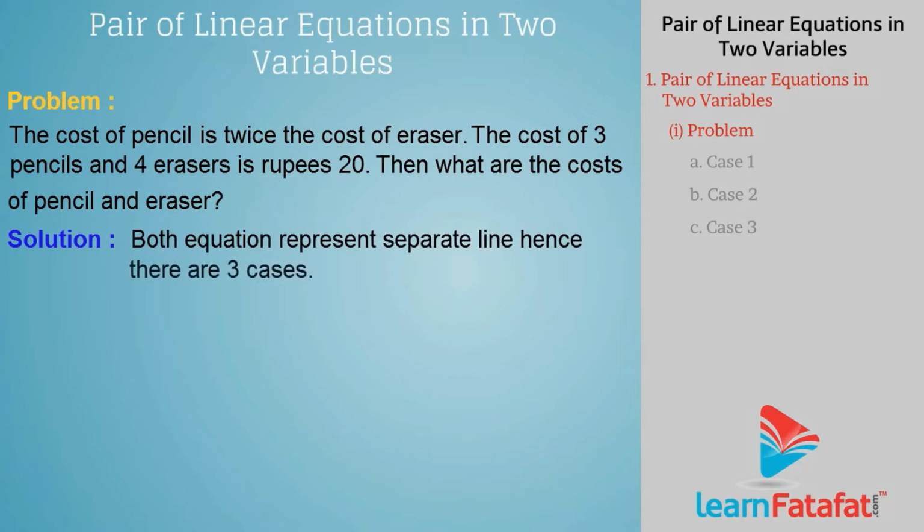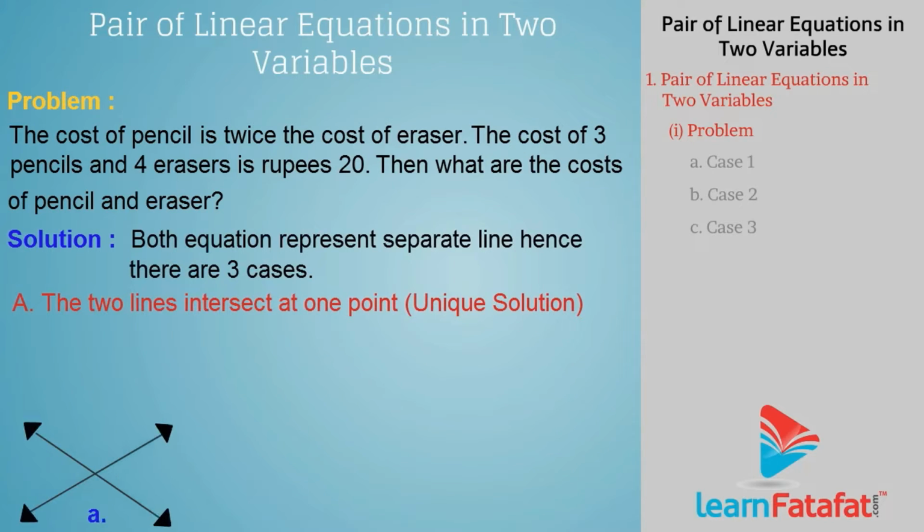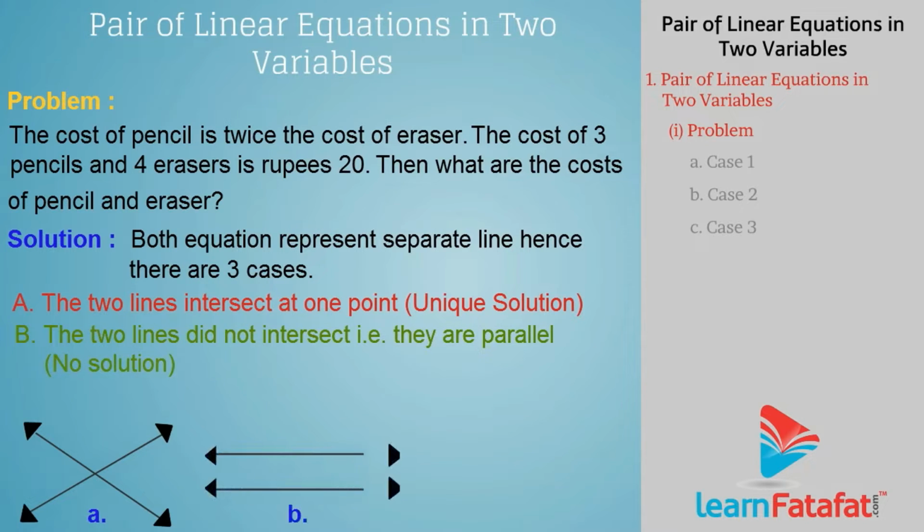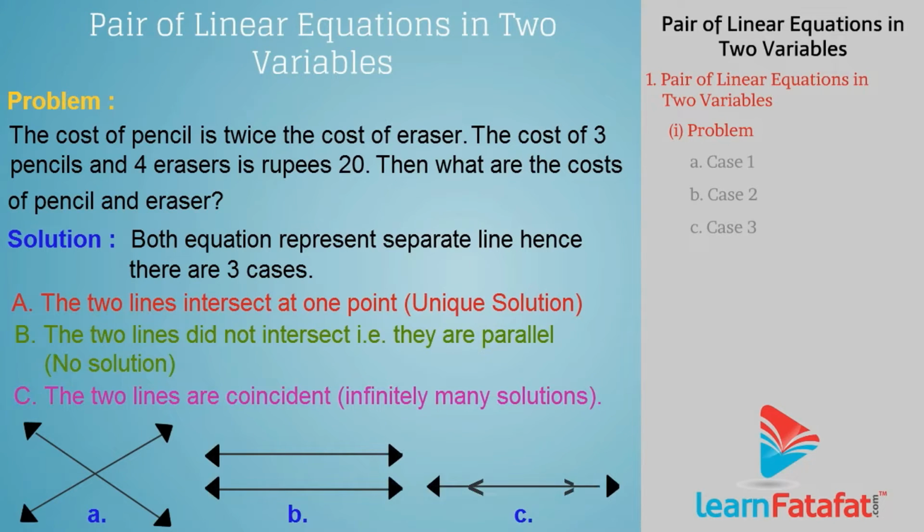Both equations represent separate lines, hence there are 3 possibilities with these lines. The two lines intersect at one point: unique solution. The two lines do not intersect, that is, they are parallel: no solution. The two lines are coincident: infinitely many solutions.